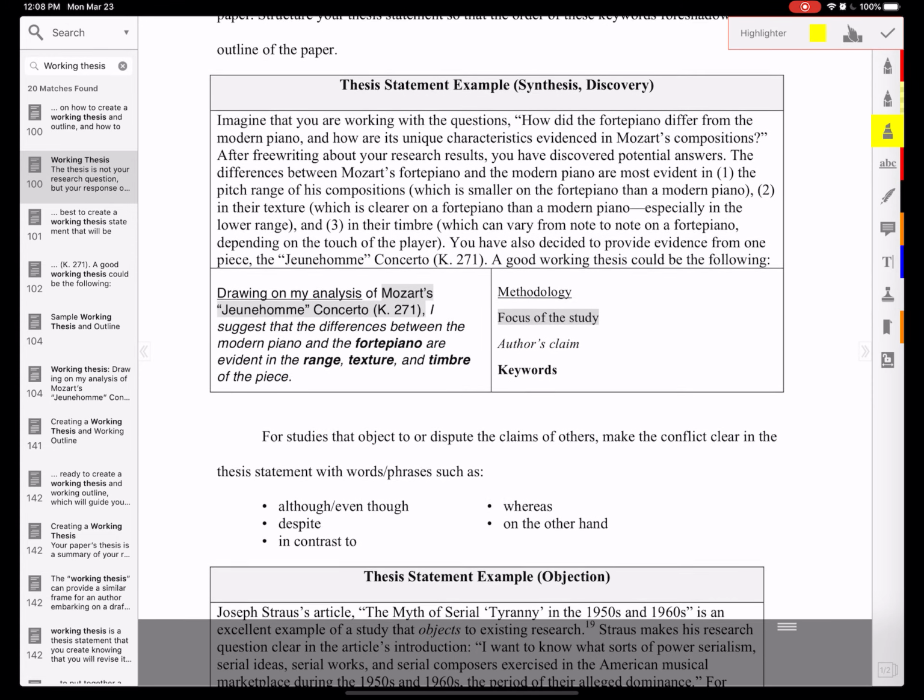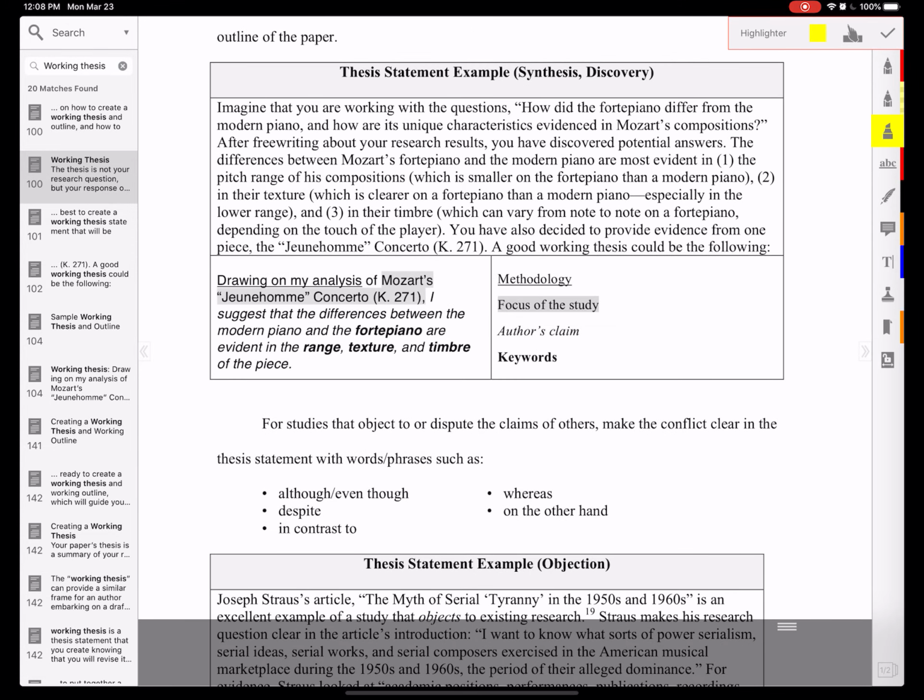And then I have a great thesis statement example, and this is by an actual student. So this is one that was looking at Mozart's forte piano and how it's different from a modern piano. So after his free writing, he discovered that the real differences that he wants to talk about are the range, texture, and timbre of the forte piano compared to a modern day piano. And he's going to look at one specific piece by Mozart.